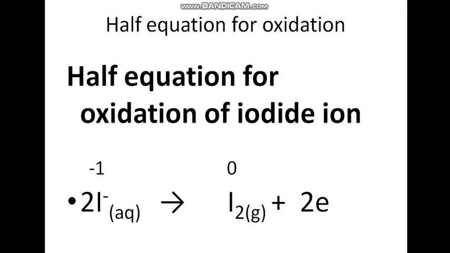To know the number of electrons that the iodide ion will lose during this reaction, use 2 moles in front of the iodide ion to multiply the minus 1, and that gives minus 2. Use the 0 for the free iodine gas to multiply the 2 atoms of iodine, and that gives 0. The difference between minus 2 and 0 is 2. The iodide ion will lose 2 electrons during the oxidation reaction.